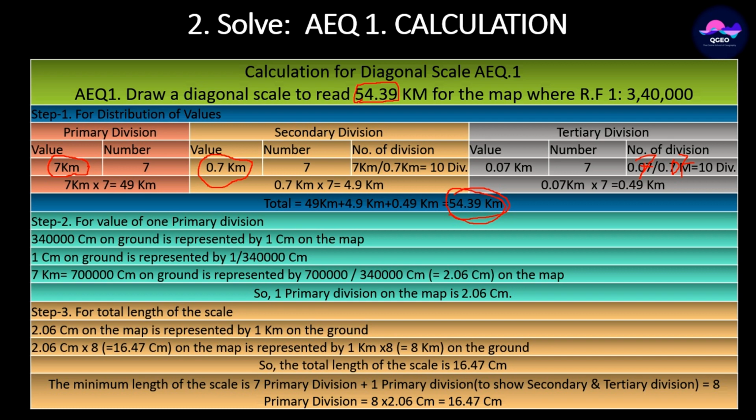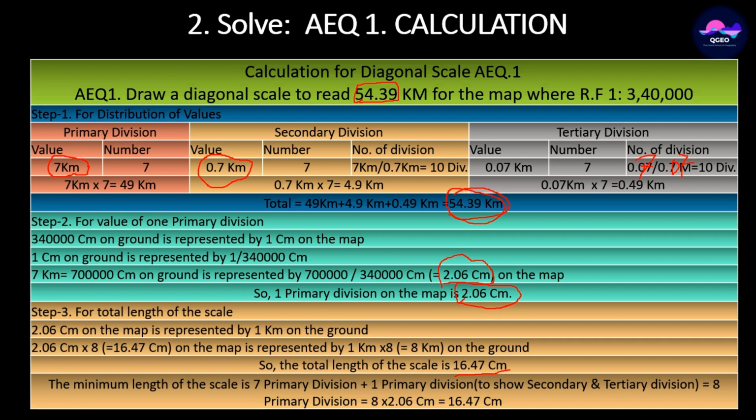Okay, for the value of one primary division, in the same way, here the scale 7 kilometer on the ground is represented by 2.06 centimeter. So one primary division is equal to 2.06 centimeter. Now step 3, for total length of the scale, here we multiply by 8 so that we can take the total length 16.47 centimeter.